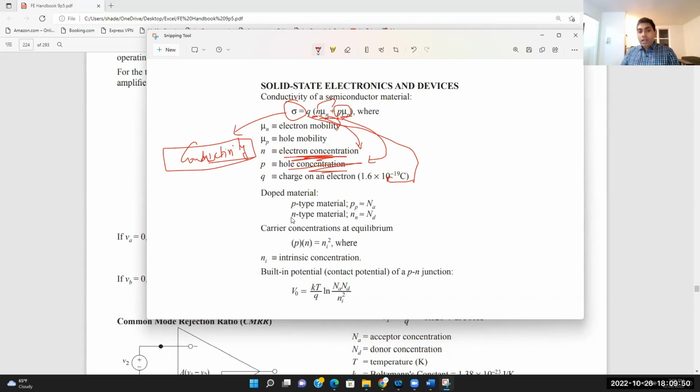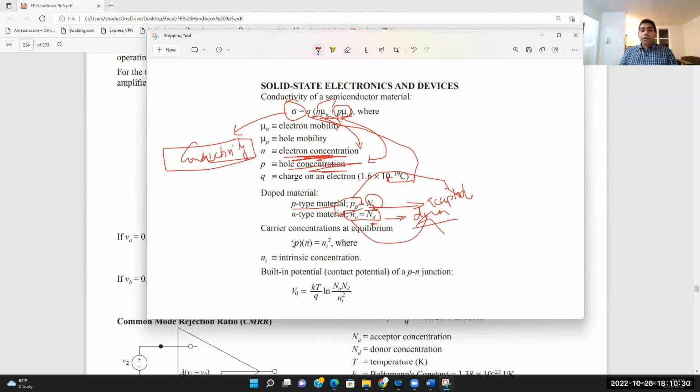Now, if it's a p-type material, this is how you can write the concentration. And if it's an n-type, this is how you can represent it. A as in acceptor, so p-type is called acceptor. D as in donor. I'm not sure whether you are already familiar with these terms, but in case you are not, p-type is related with acceptor and n is related with donor.